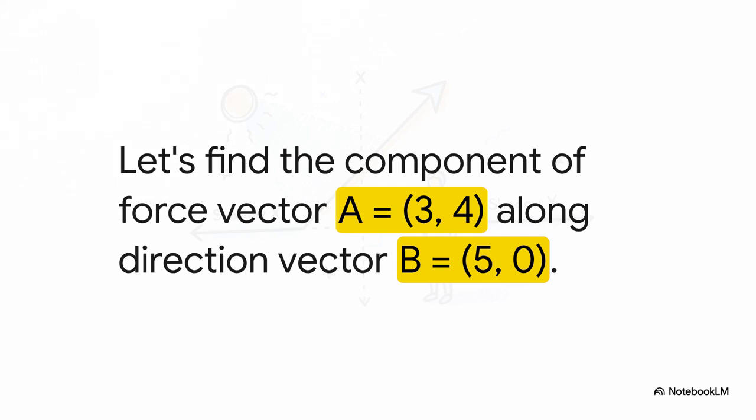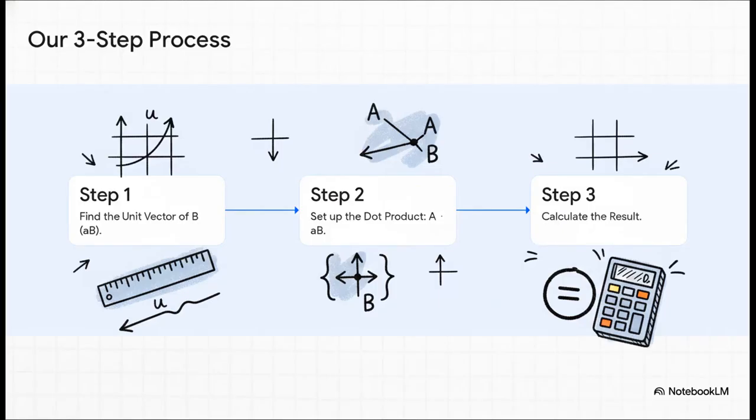That just means it goes 3 units to the right and 4 units up. The direction of motion, vector B, is (5, 0). That's just 5 units straight to the right. Our job? Find the shadow that A casts on B. We're going to knock this out in 3 easy steps. First, we make our 1 unit long measuring stick, the unit vector. Second, we set up the dot product. And third, we just crunch the numbers.